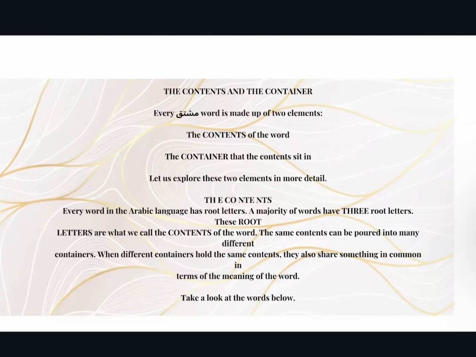Okay? Contents of the word in the Arabic language are like water or a liquid. They take the shape of the container in which they are placed. Let us explore these two elements in detail. Most of the Arabic words have 3 root letters. Root letters are what we call the contents of the word. The same contents can be poured into many different containers, and when different containers hold the same contents, they also share something in common in terms of the meaning of the word.